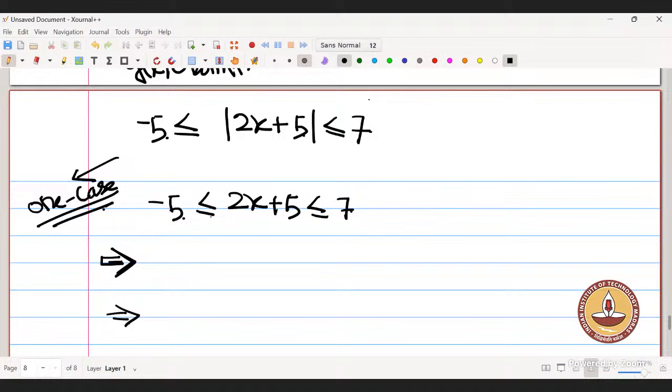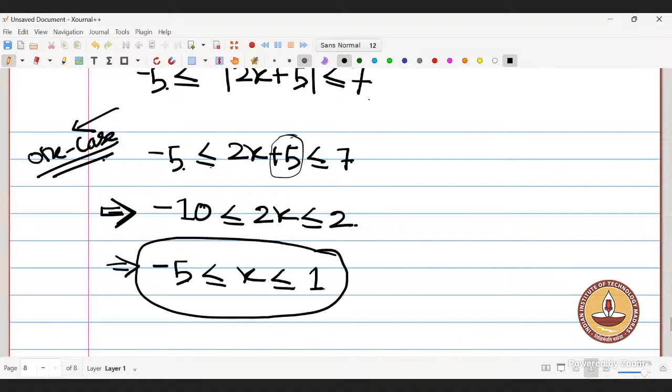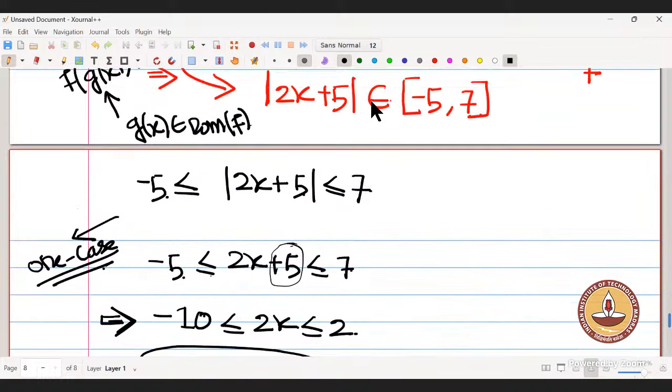So what you have to do is add -5 because I want to cancel this. If I cancel this, then I will get -10 less than or equal to 2x, less than or equal to 2x. This is 2, right? Yes, sir, 2. So that means x is -5 to 1. So for this, we have got one interval.